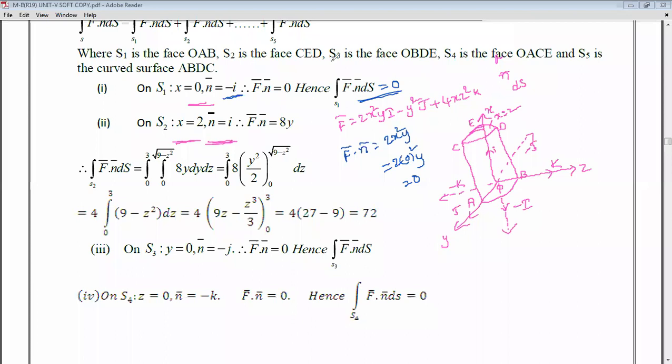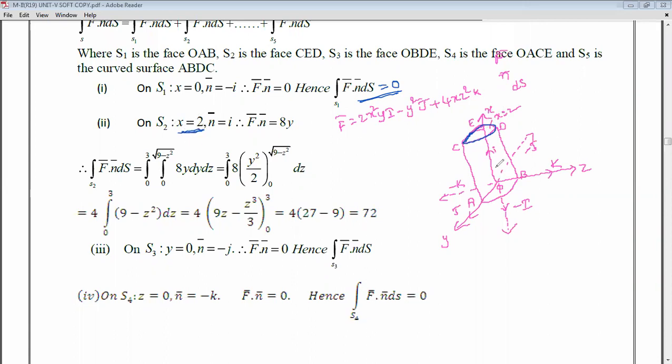And now coming to the second one. Next, we require the second one. So second one, S2, what is the S2? Here it is the red one, right? So S2 is the surface CAD. So this is the second surface. And here the plane is x is equal to 2.